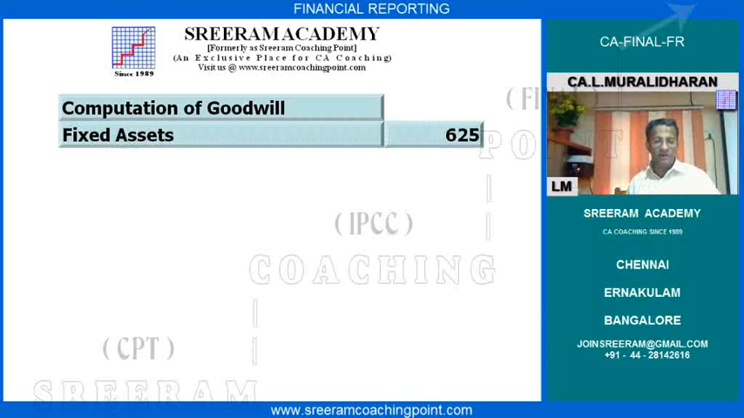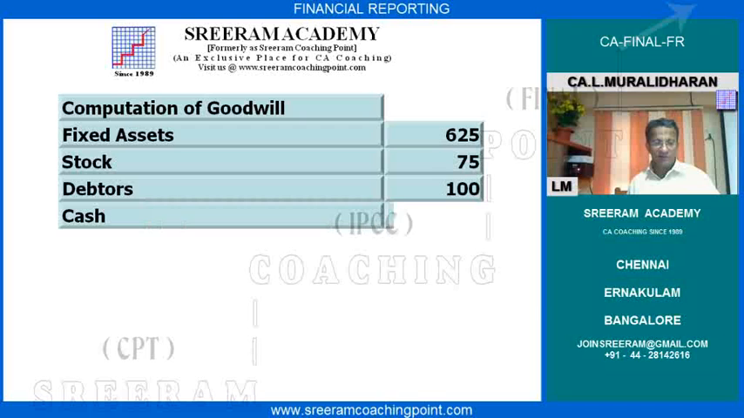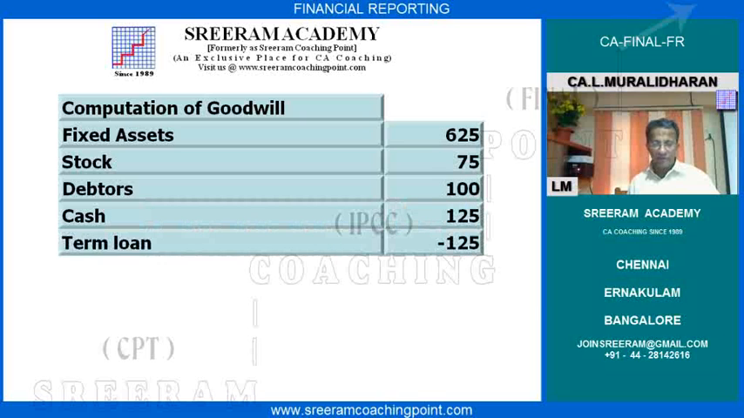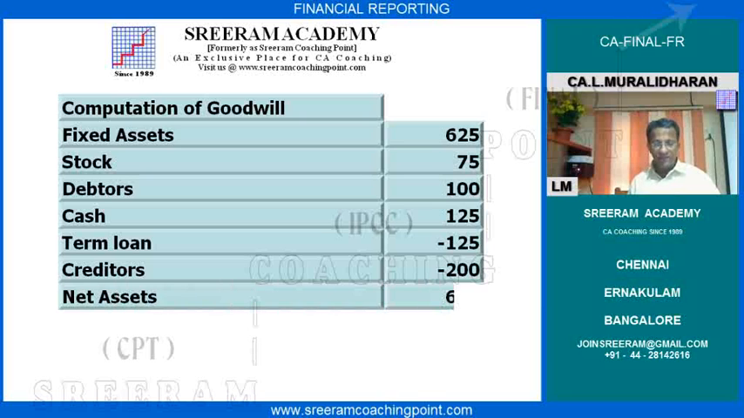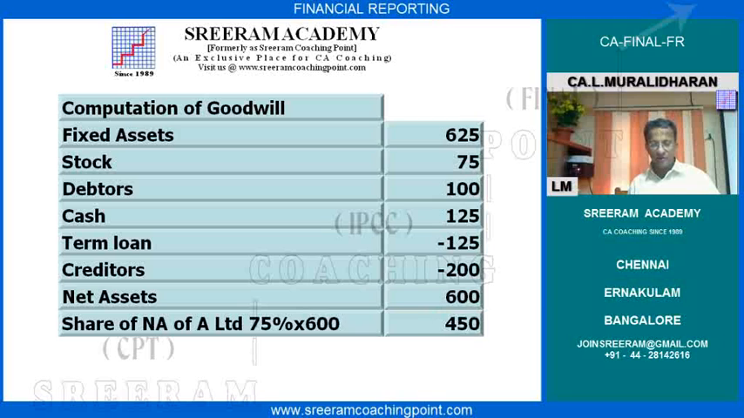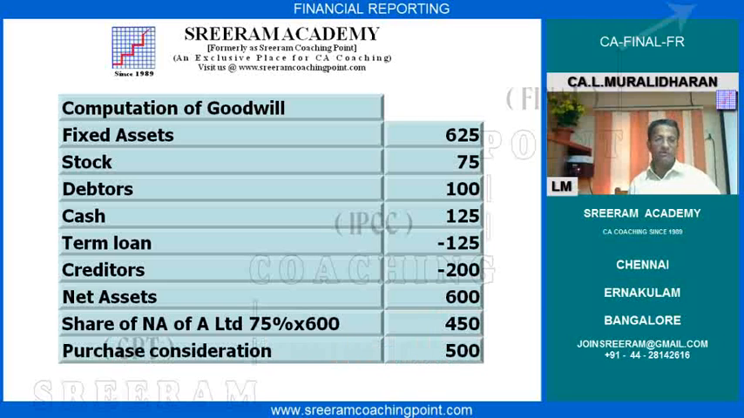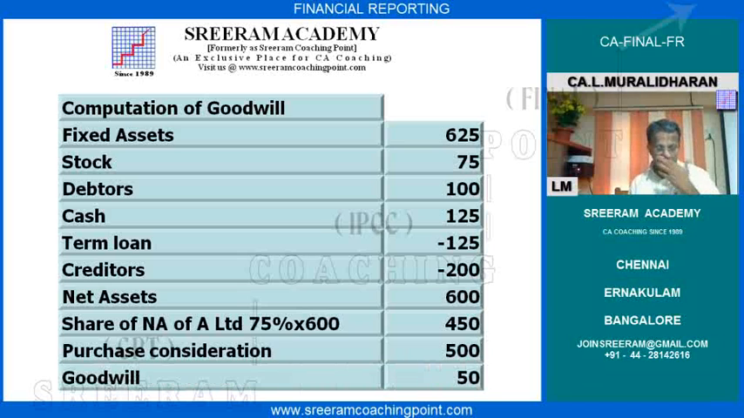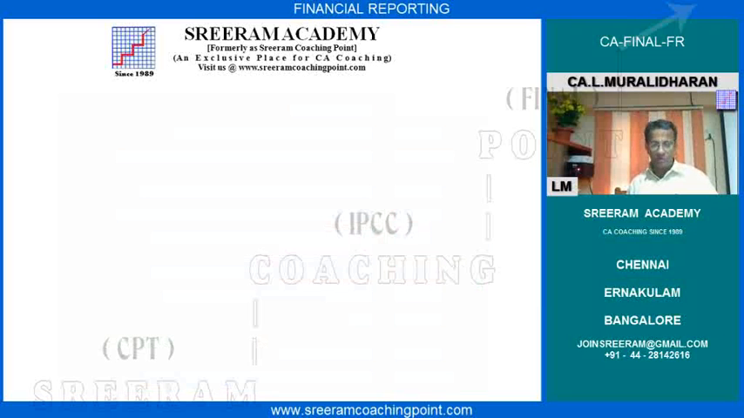This is the information regarding fixed assets, stock, debtors, cash, term loan shown with the negative sign, and creditors also, the net assets coming to 600. 75% of 600 works out to 450, and the cost of investment being 500, we have paid more. As parent, we have paid more. The excess amount is what we refer to as goodwill. Now we understand how goodwill is worked out there.